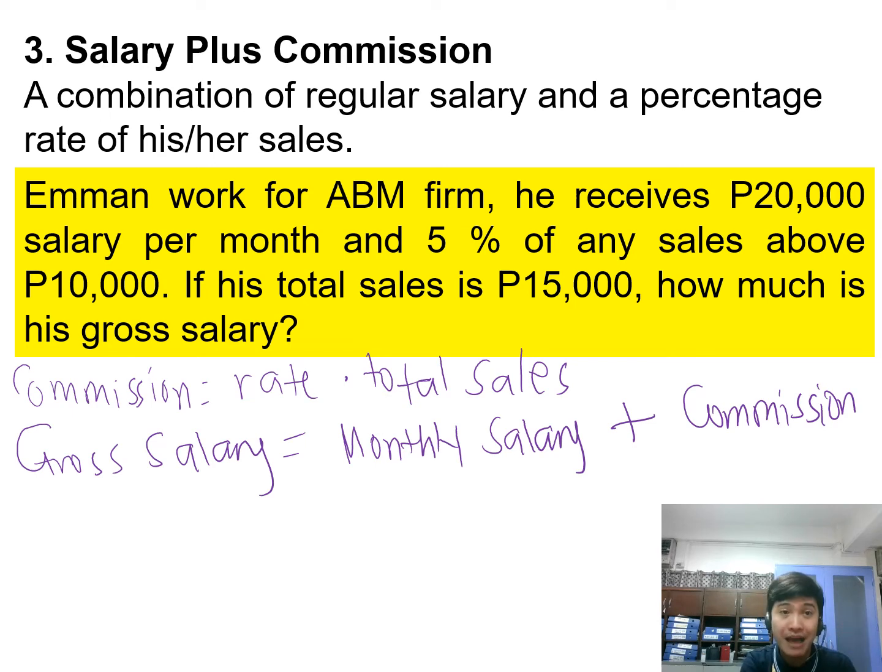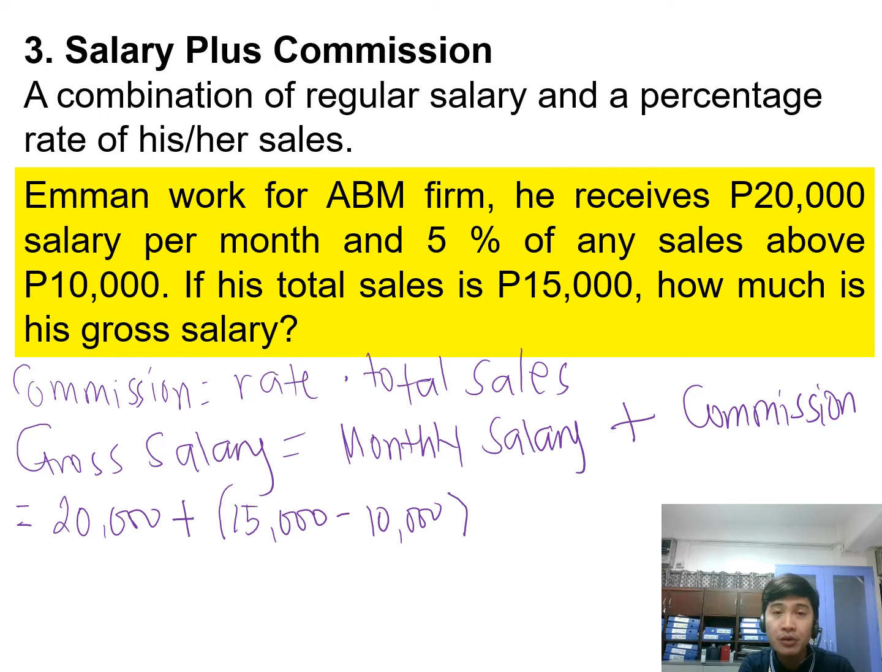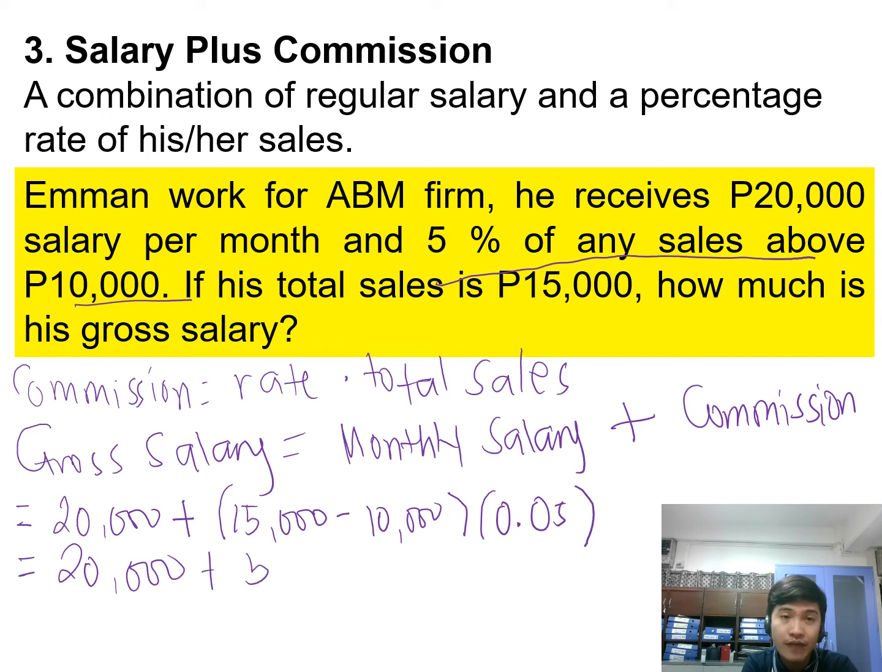Now, let's try to apply now the formula or the pattern. Now, in this problem, ang kanyang monthly salary ay 20,000 pesos. Okay? Yan yung monthly salary niya. Ngayon, idadagdag natin siya sa kanyang commission. Okay? Kaya sinabi sa problem na 5% of any sales above 10,000 pesos. Ang total sales niya ay 15,000 pesos. To get the sales above 10,000, ima-minus po natin yung 10,000 from 15,000. Whatever will be the difference, yun ang ating kukuhanan ng 5% or 0.05. Because it was very clear in the problem that 5% of any sales above 10,000 pesos, yun ang kukuhanan natin ng 5%. Simplifying this part of the equation further, so 20,000 pesos plus 5,000, ayan, na i-multiply natin sa 0.05.